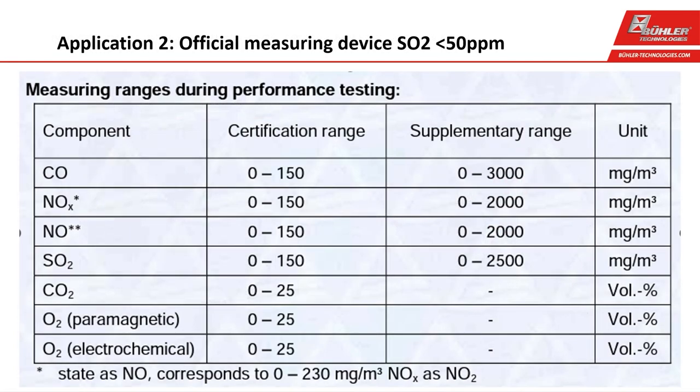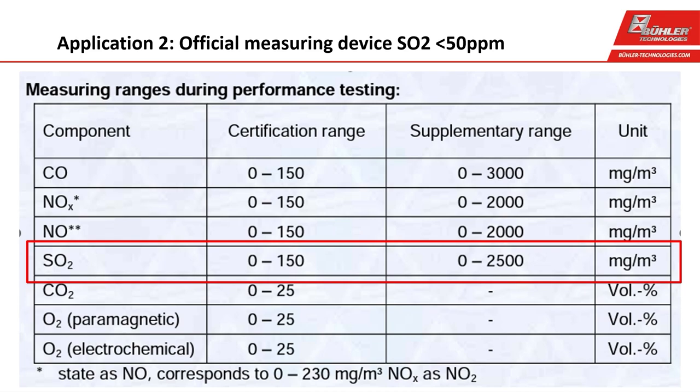This application is also exciting. It involves particularly small measuring ranges for SO2, 0 to 150 milligrams per cubic meter, which corresponds to 0 to 51 ppm SO2. We therefore have a measuring system which covers SO2 values less than 50 ppm. How was this achieved?